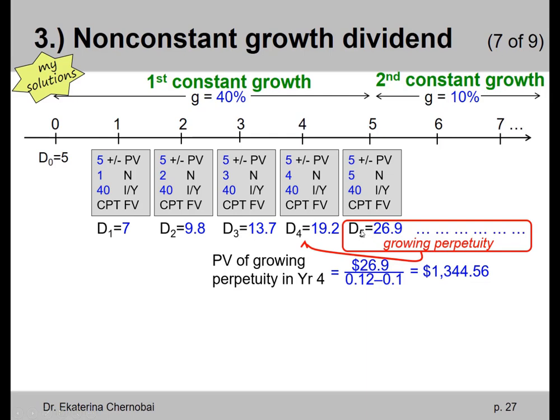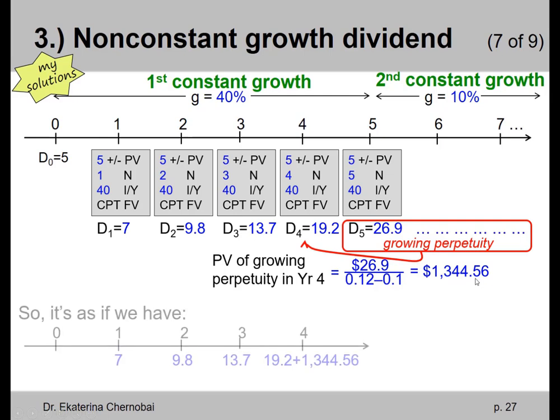So this entire increasing dividend sequence boils down to $1,344.56. And now, again, just like in my previous problems, let's see how we have just simplified the whole thing. It's as if we have $7 at the end of the first year, $9.80 at the end of the second year, $13.70 at the end of the third year.